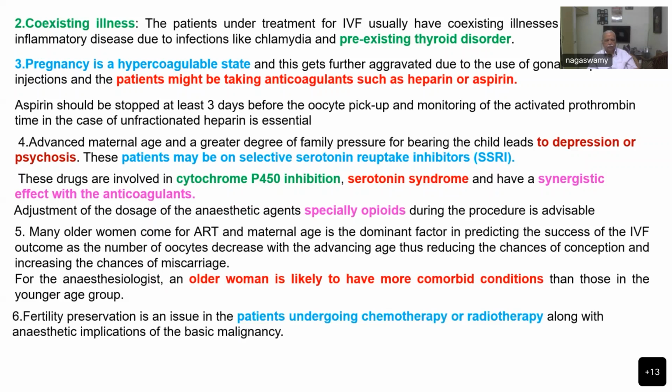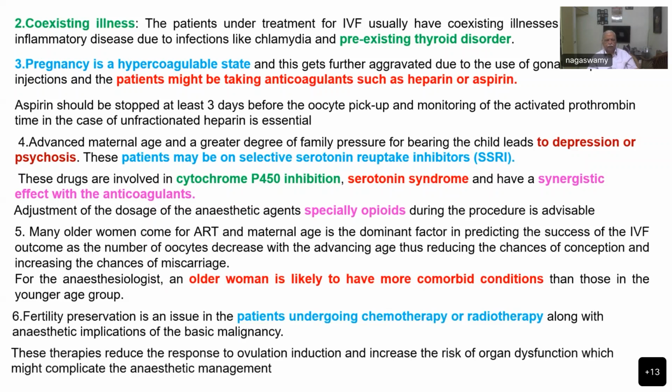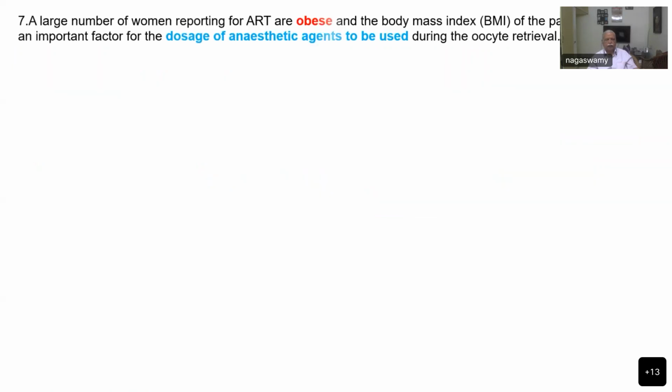And fertility preservation sometimes is done for patients who have had malignancy, who have got it treated either by chemotherapy or radiotherapy, and then they may come for fertility treatment. So these treatments, that is chemotherapy and radiotherapy, may reduce the response to ovulation induction, and there is a risk of organ dysfunction which might complicate the anesthetic management.